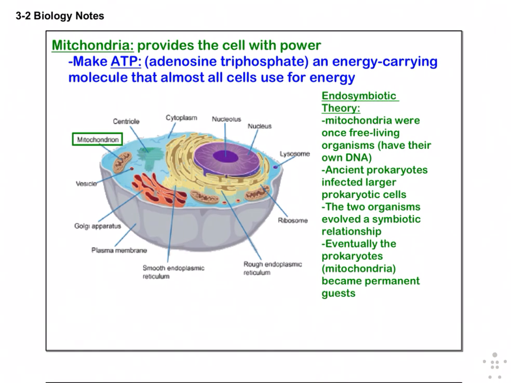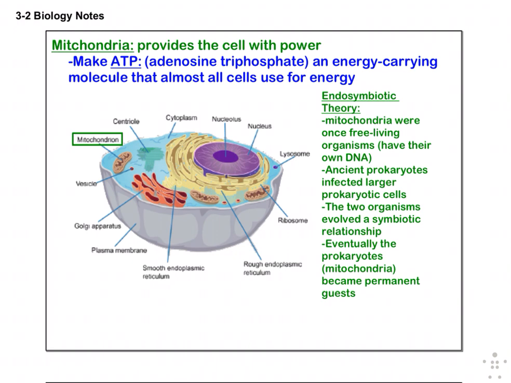The mitochondria, this provides the cell with power. So the mitochondria's function is to make energy. ATP, or adenosine triphosphate, is an energy-carrying molecule that almost all cells use for energy. This is what is produced during cellular respiration.